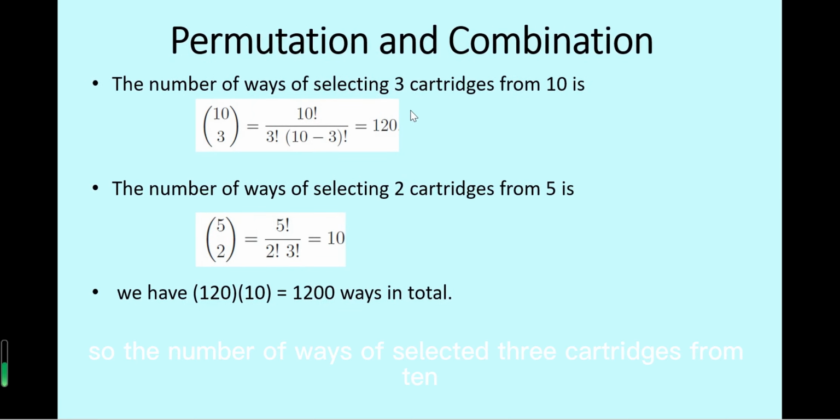So the number of ways of selecting 3 cartridges from 10 is a combination problem, right? 10 factorial divided by 3 factorial times 10 minus 3 factorial. And the number of ways of selecting 2 cartridges from 5 is also a combination problem, equal to 5 factorial divided by 2 factorial times 5 minus 2 factorial, which is 3 factorial. So there are 120 different ways for the first combination and 10 for the second. So there are a total of 1,200 ways from the multiplication of these 2 numbers of ways.